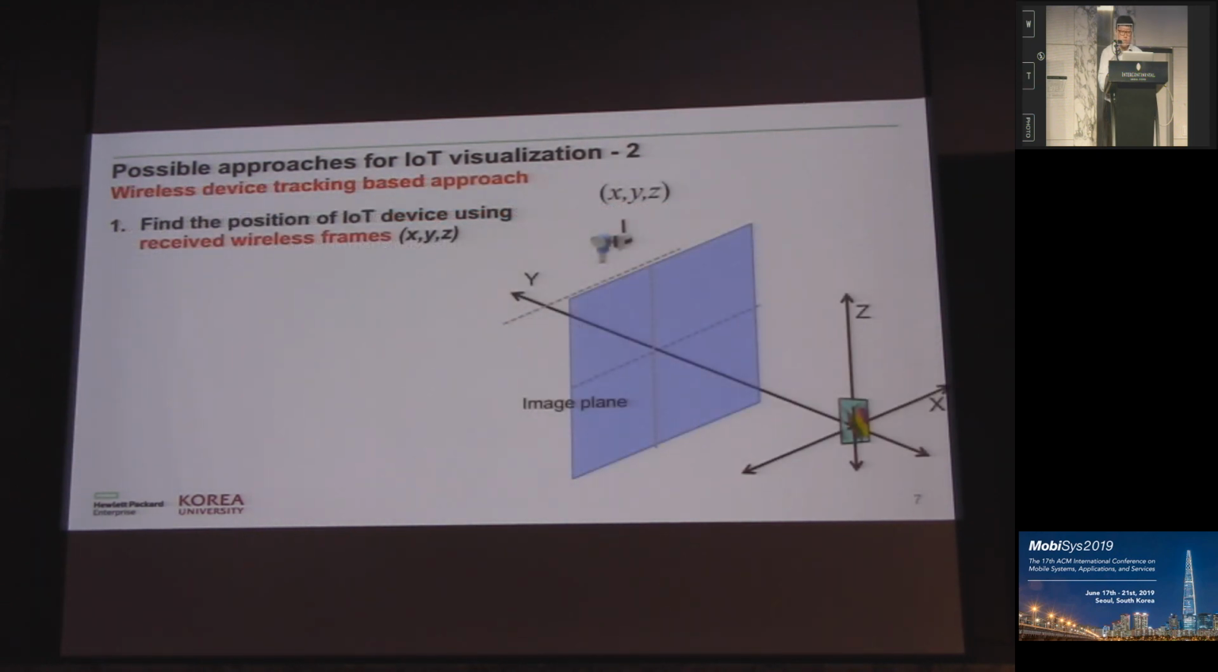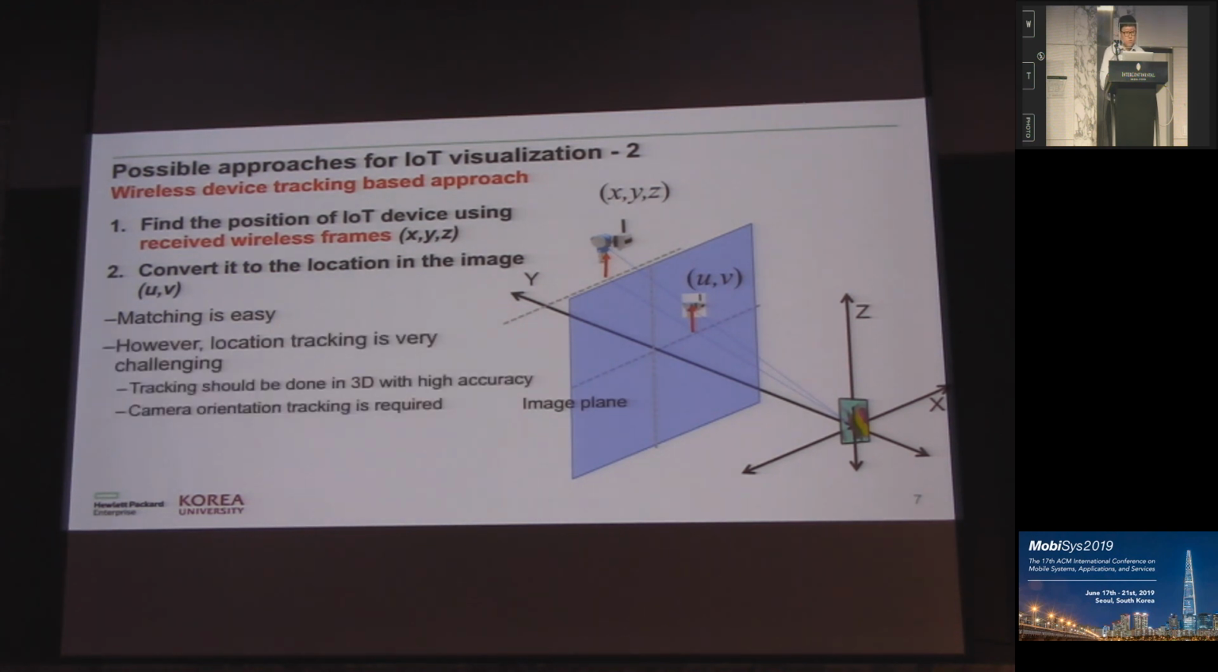Another possible approach would be a wireless device tracking-based approach. Here, using the wireless data frame from the IoT devices, it determines the relative position of the IoT device from the AR device and converts it to the position of the IoT device in the camera angle. In this case, matching the data received from the frame with the identified device is not a problem, but the challenge is that such a solution requires very accurate 3D position tracking. Also, getting the camera orientation is mandatory for visualization, but existing 3D position tracking techniques do not support receiver orientation tracking.